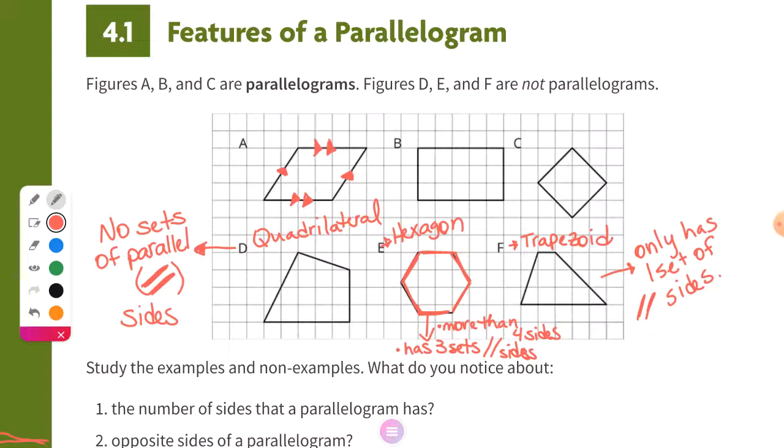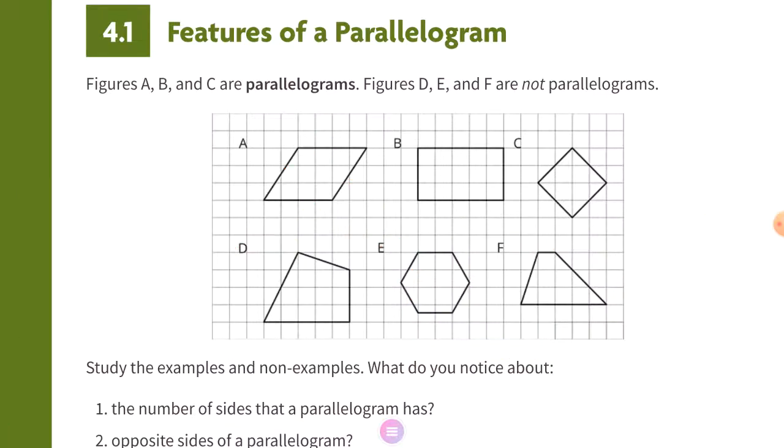Pull out your patty paper if you have it. If you need a new one, come grab one. But again, one should last us a while, but if you've used it quite a bit, go ahead and come grab a new one.